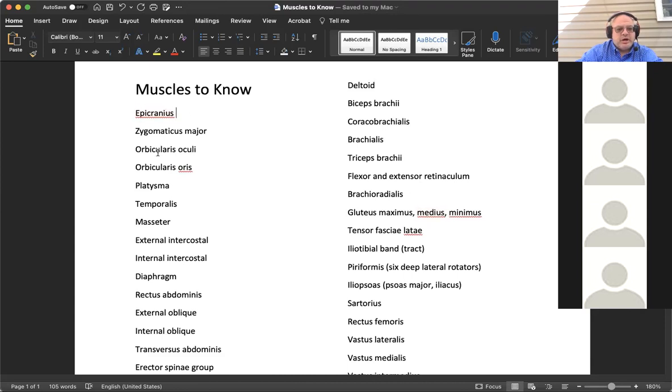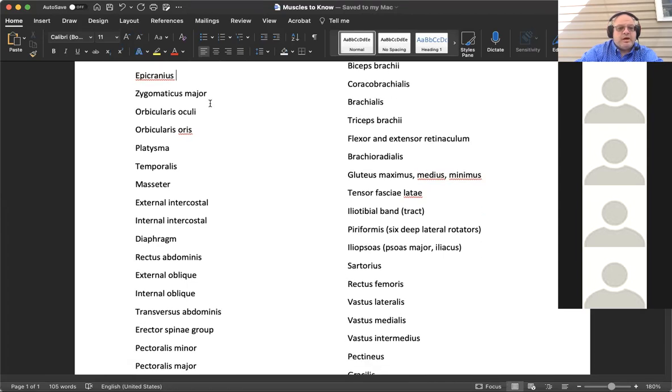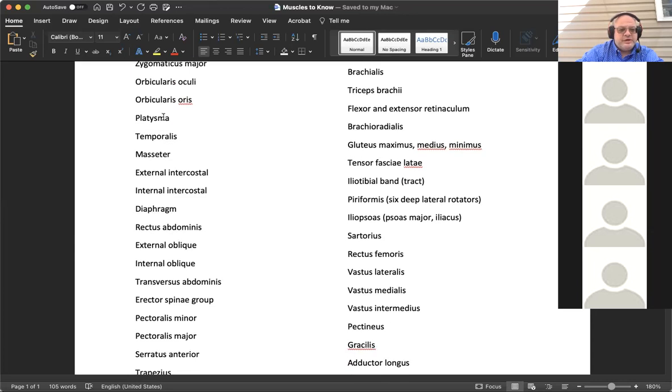So basically, I started at the head and trunk, and then worked my way down. So epicranius, we'll talk about, is on the head. Zygomaticus major is the one that pulls up the corners of the mouth and causes us to smile. Orbicularis oculi and oris, again around the eye and the mouth. Platysma is a very superficial one you may or may not see in some textbooks. Temporalis and masseter, those are both mandible elevators, so they're chewing muscles, and the intercostals we will talk about more next semester when we get into breathing, as well as the diaphragm.